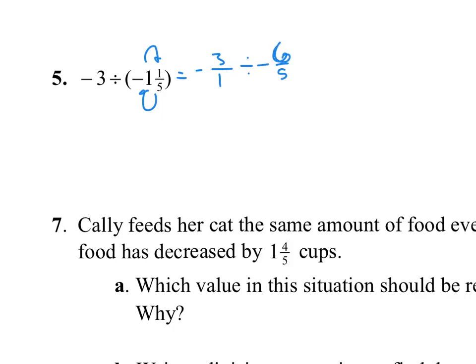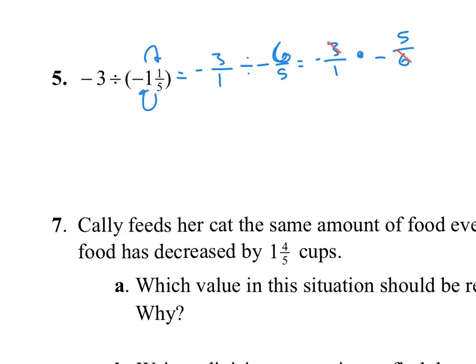Let's go ahead and leave the first fraction alone. So -3/1. Let's go ahead and flip the second fraction to its reciprocal. So it's going to be negative 5 over 6. And when we flip the second fraction to its reciprocal, our division becomes multiplication. At this point, can we cross cancel? Yes, we can. We can cross cancel 6, 3, and 6.